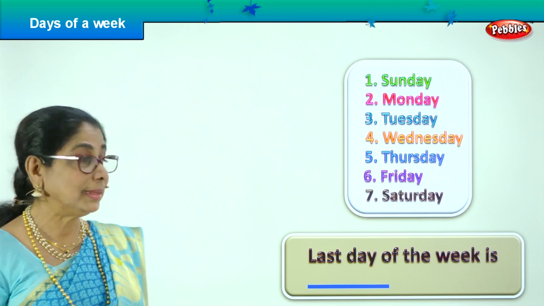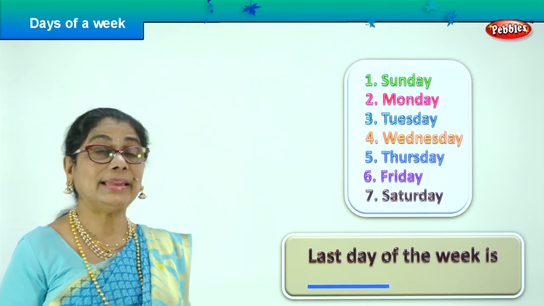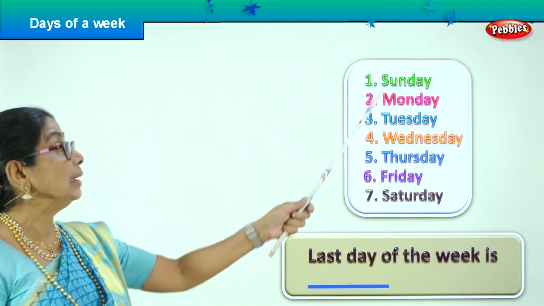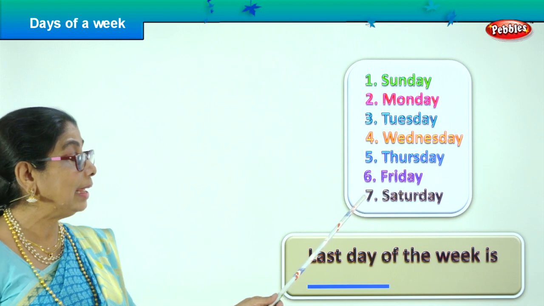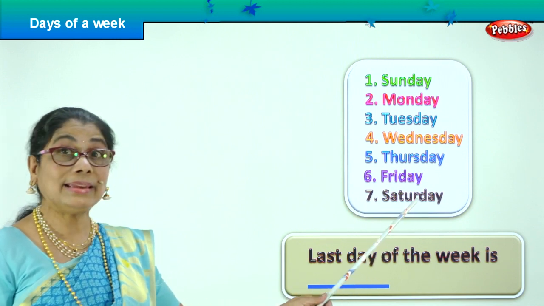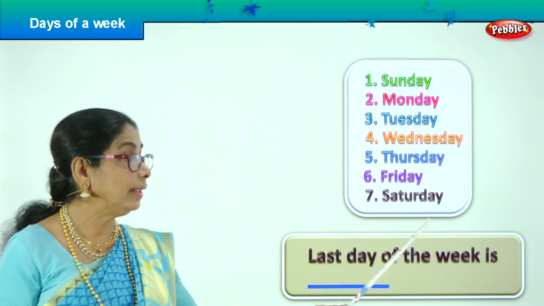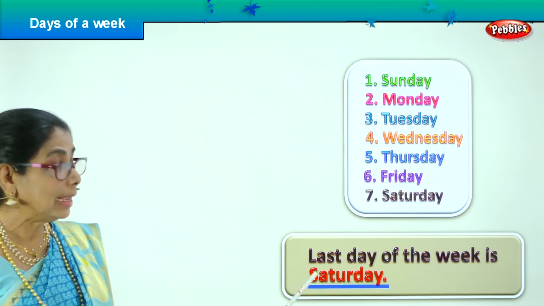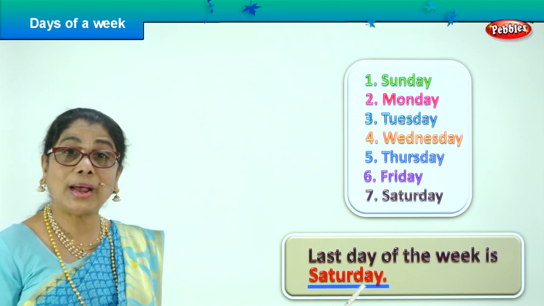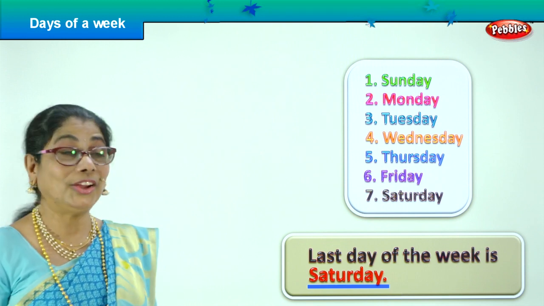Now, let's read the question. Last day of the week is dash. Which is the last day of the week? Sunday, Monday, Tuesday, Wednesday, Thursday, Friday. Seventh day. Saturday is the last day. Last day of the week is Saturday. So we write capital S, Saturday. Good.